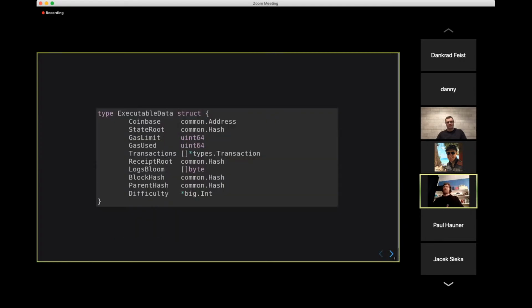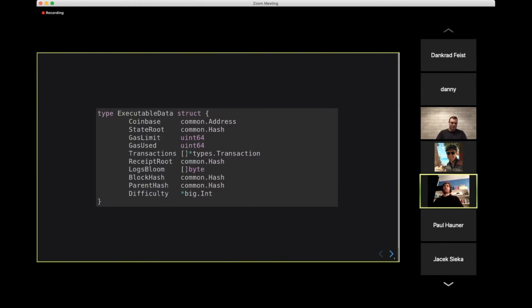Like Mikhail said, we have this structure, and you can see that most of the components in there are basically what you would find in a block. So when you ask for an Eth1 block to be produced, this is what you get.